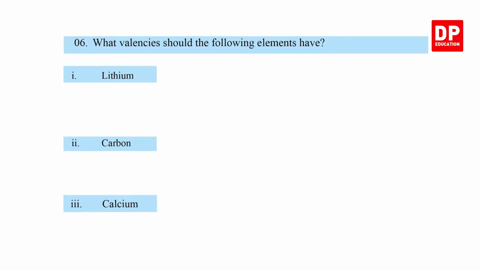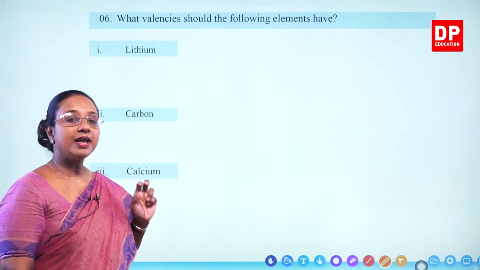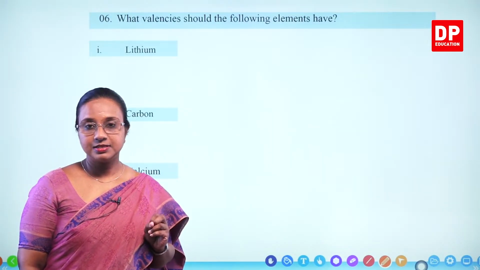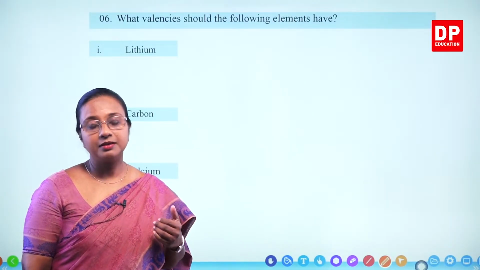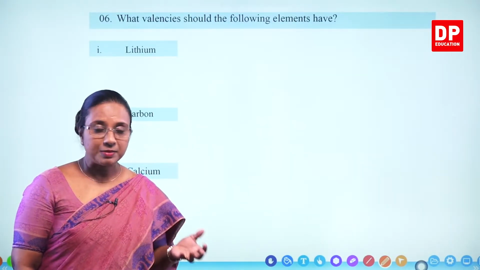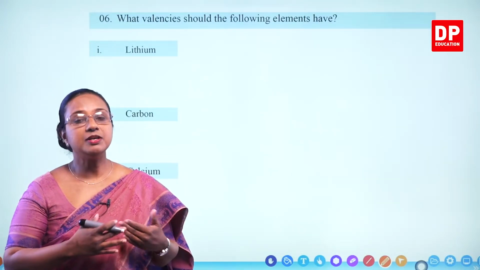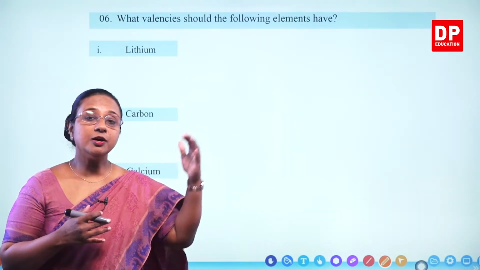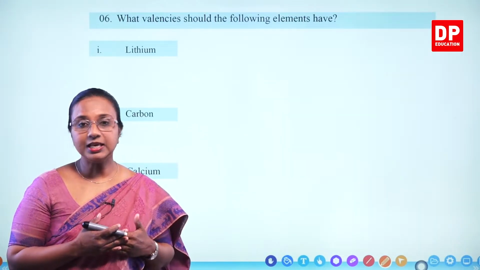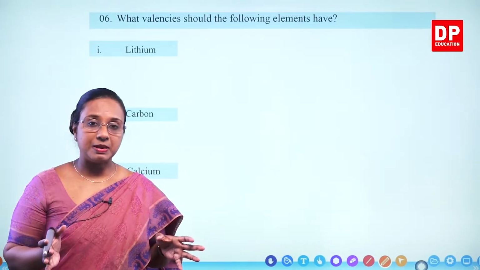What valencies should the following elements have? Students, to identify the valencies, you have to remember the atomic number. You can memorize the valencies, that's fine. But if you haven't memorized the valencies, don't worry. You know the order of the first 20 elements. That is something you have to remember.